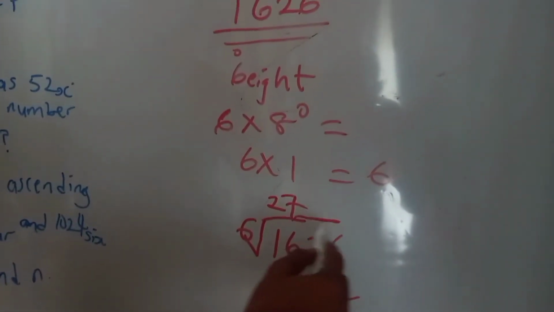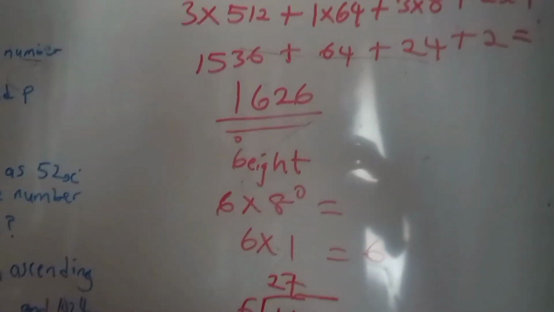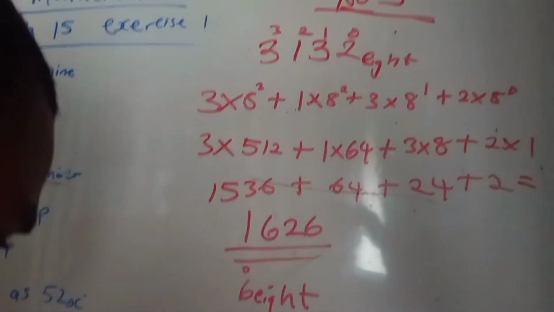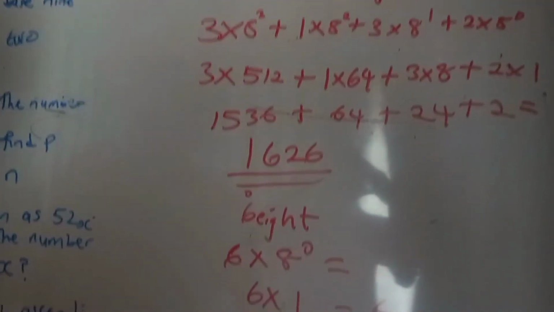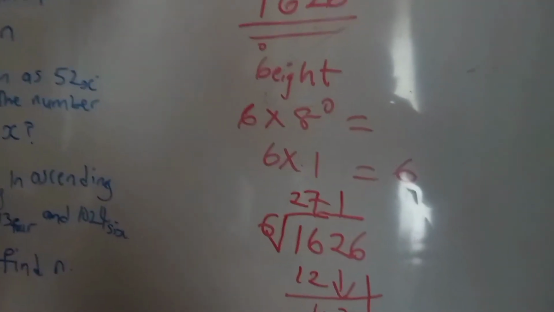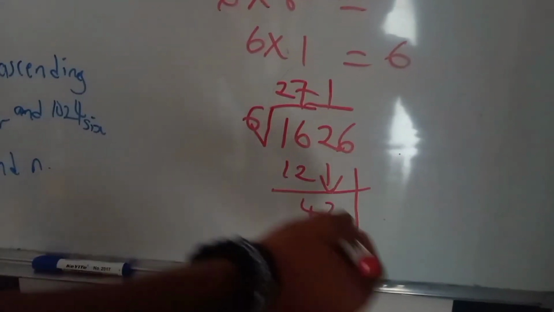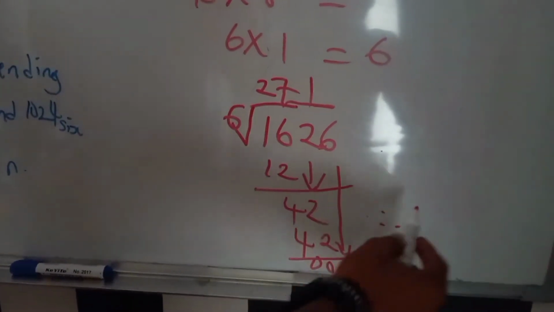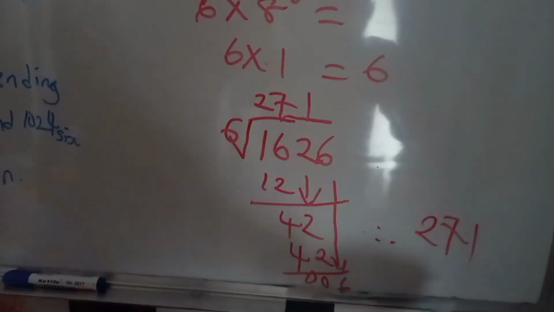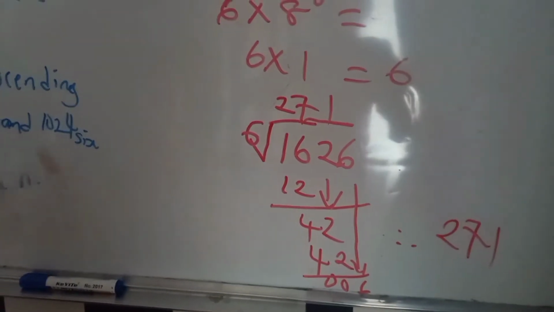Your primary or junior secondary division. So bring out your 6 again. 6 divided by 6 is 1. 1 times 6 is 6. That is 0, 0. Therefore my answer is 271. And we now go to the next version, which is going on to the binary system of division.